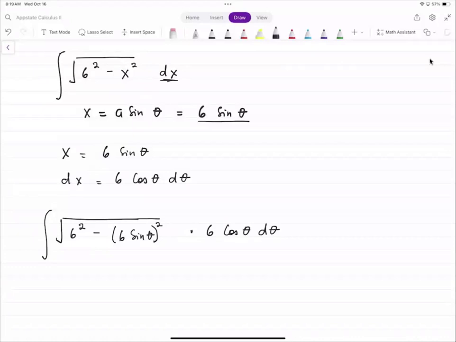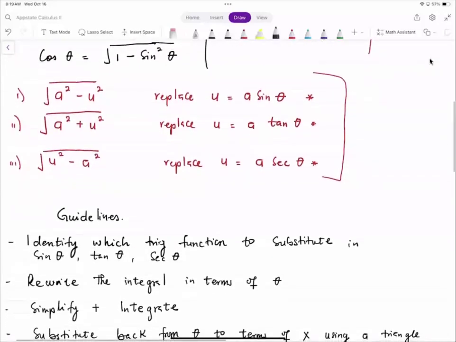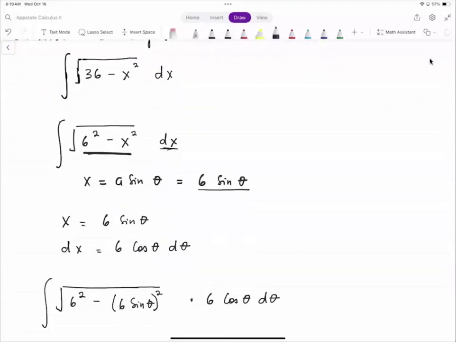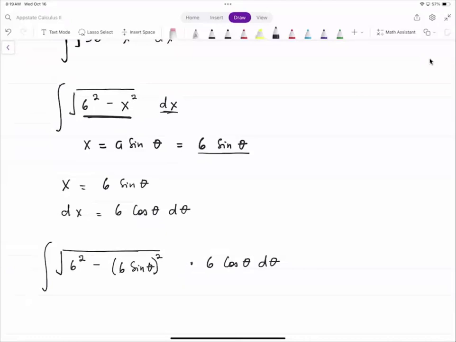This is how we represented everything in terms of theta. So to go over again, the first thing is you have to know which trig function to use, and then be very careful. It is a sine theta. So make sure that you write it this way so that you don't say that your a is 36. Your a is not 36. So I try to let everything look like this one here. You see, it's a squared. So your a is 6 sine theta. And then now we represent everything in terms of x.